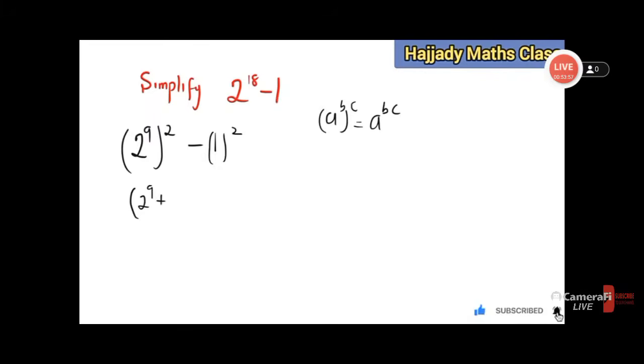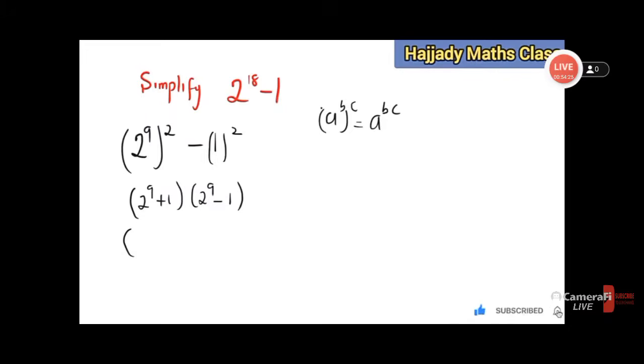And the 2 raised to power 9 can easily be known: 2 raised to power 2 is 4, raised to power 3 is 8, raised to power 4 is 16, raised to power 5 is 32, raised to power 6 is 64, raised to power 7 is 128, raised to power 8 is 256, and raised to power 9 is 512. So just multiply each by 2.